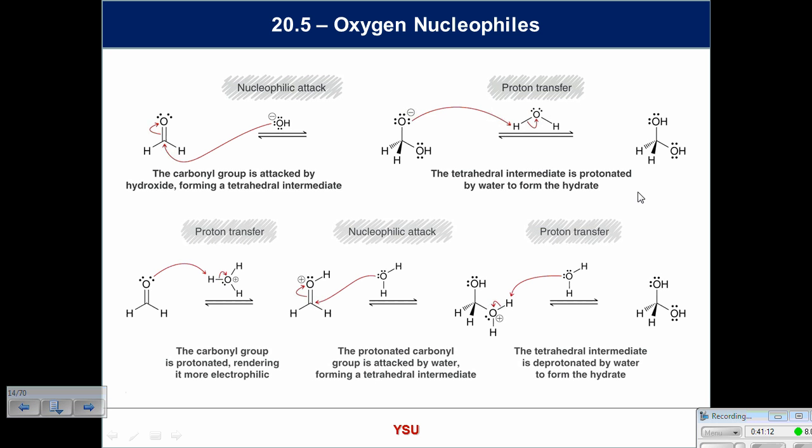Why not do an acid-base reaction first? Why not just protonate this carbonyl? Let's see who's been awake. Why not just simply protonate that carbonyl at the beginning and get it over with? Because there isn't any acid, because you're at high pH.